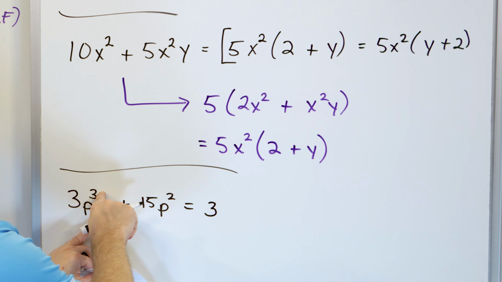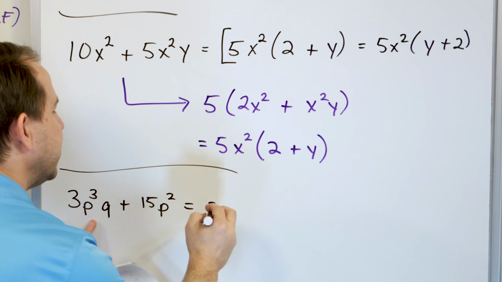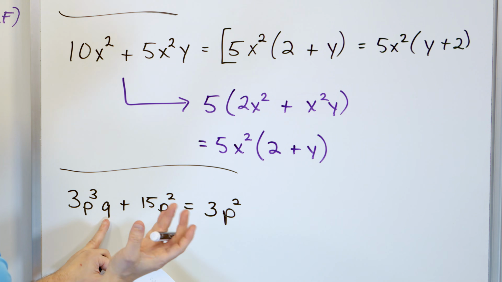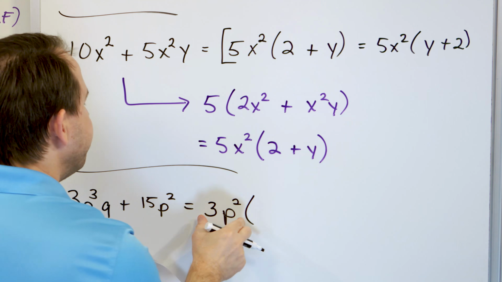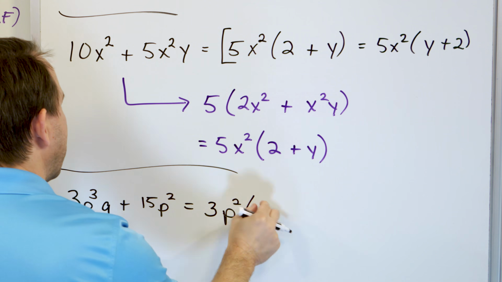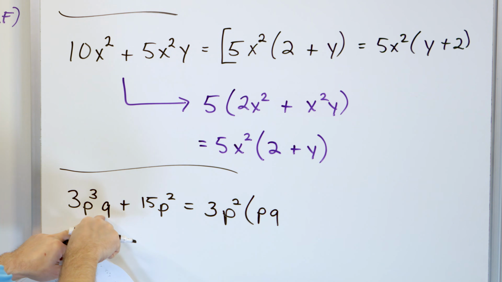The p's, I have 3 p's here in p cubed, but I only have 2 here. So because it has to be common, I can only pull out 2 of these p's, right? And there's 1 q here and there's none there, so it cannot be a factor at all. So the thing I pull out must be present in both of them. Then I say, this times what gives me this? Well, I need 1 more p, and then I also need a q to give me this.